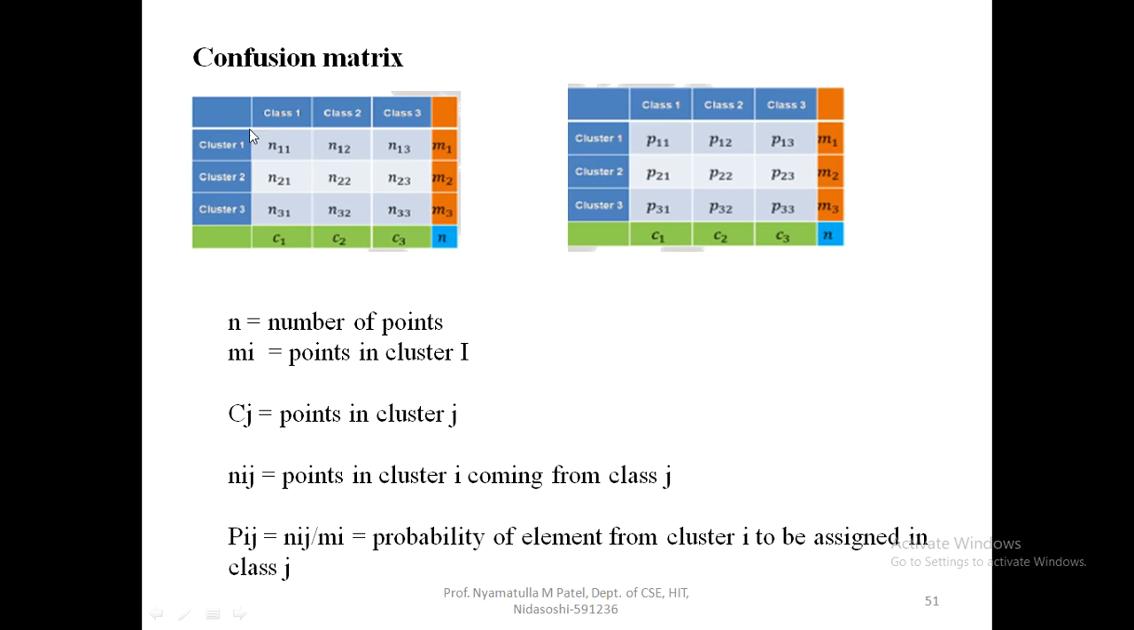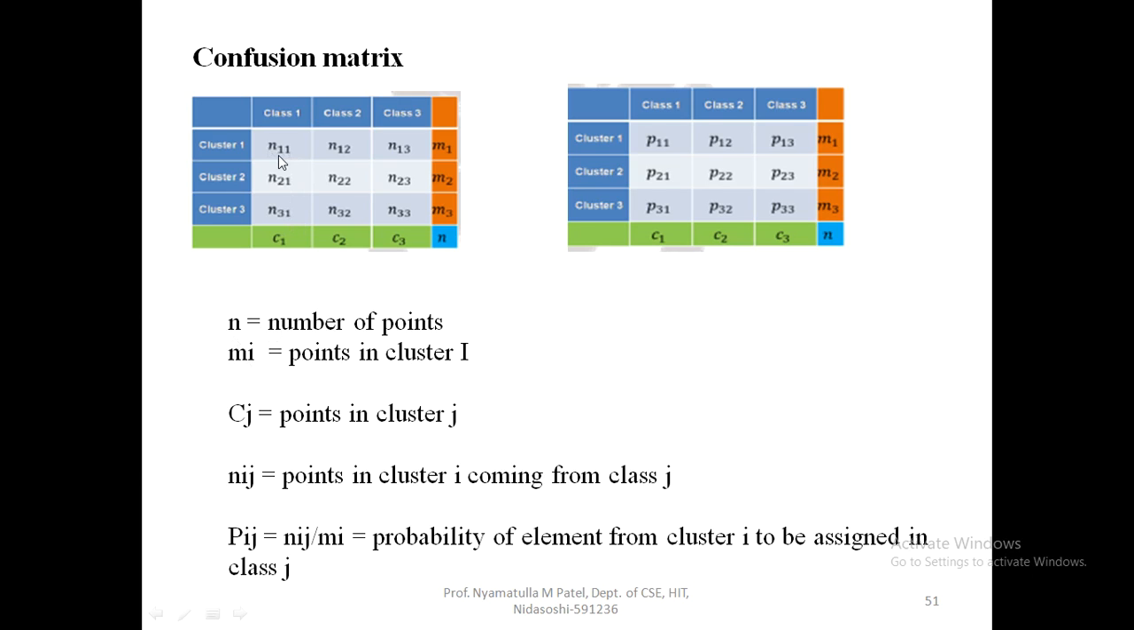Now let us take cluster 1. Cluster 1 has data n11, n12 and n13, which belong to 3 different classes, class 1, class 2 and class 3. Cluster 2 also has objects from class 1, class 2 and class 3, and cluster 3 also has objects from class 1, class 2 and class 3. So, here also it is the same case. There is a confusion matrix showing which objects belong to which cluster.